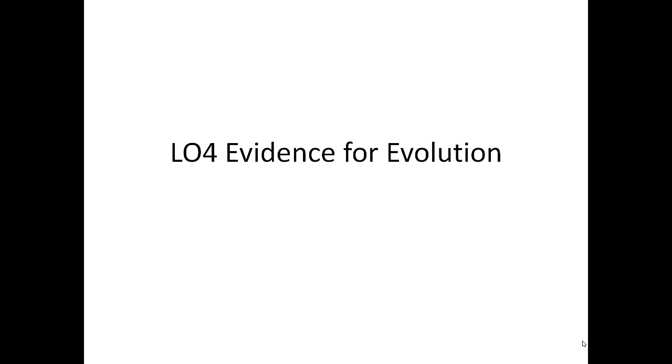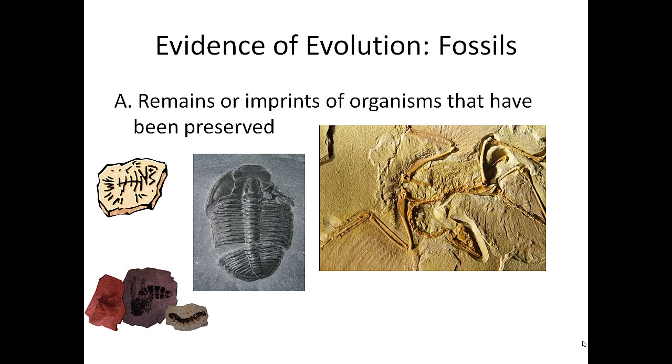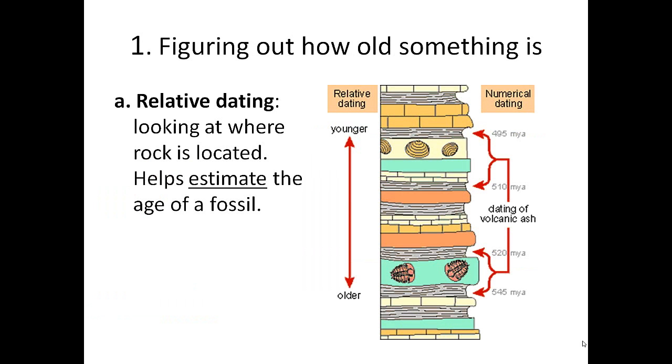If you remember in LO1, I said that a theory in science always needs to be based on evidence. So here we're going to look at the evidence for evolution. First, we have fossils. Fossils are simply the remains or imprints of organisms that have been preserved, and if we actually have the remains, it's the most helpful, because then we can do further testing on them, like DNA testing and other things like finding out how old they are.